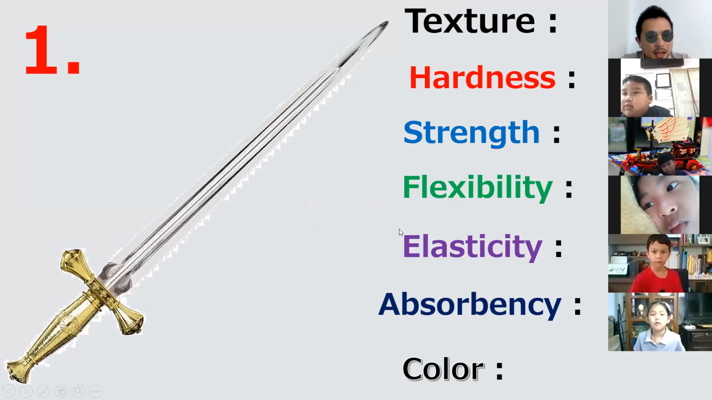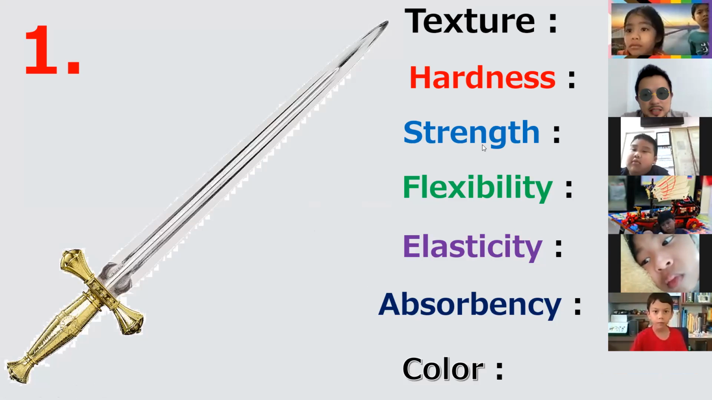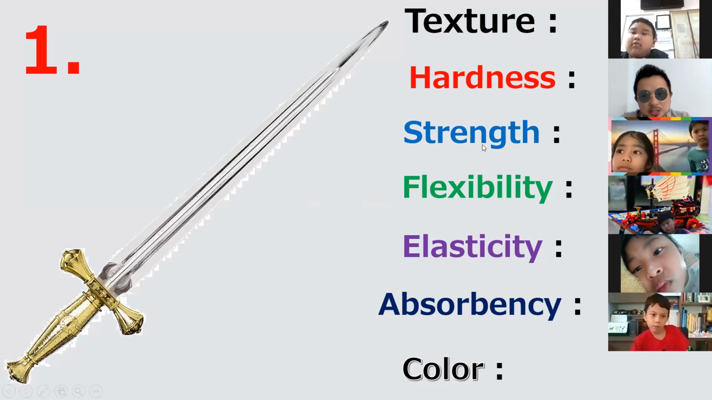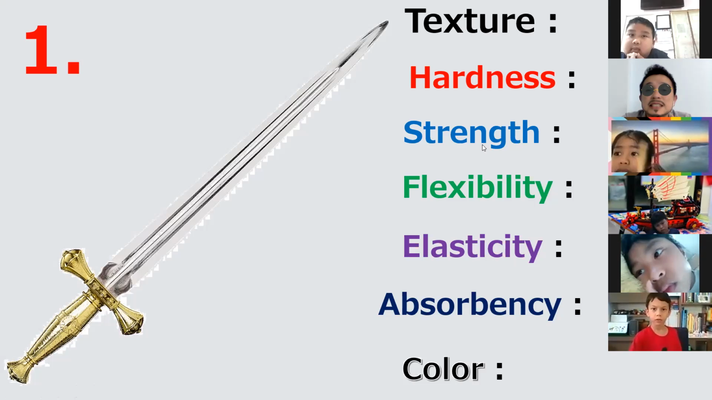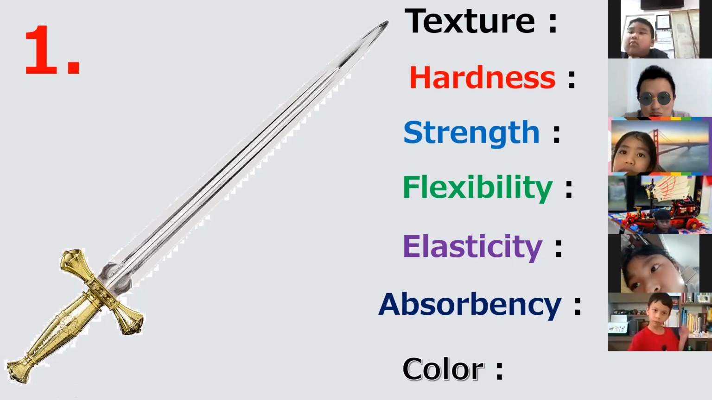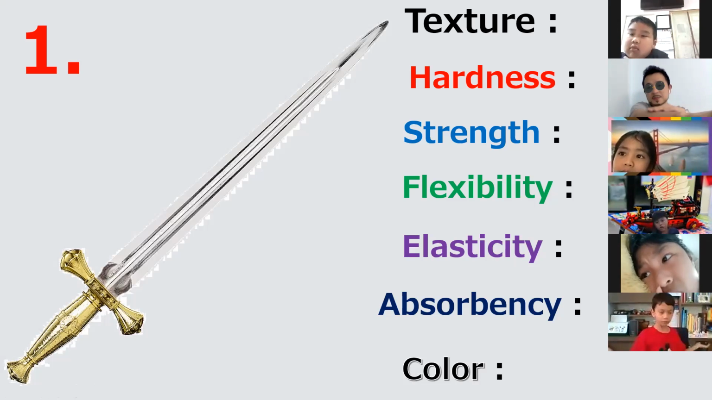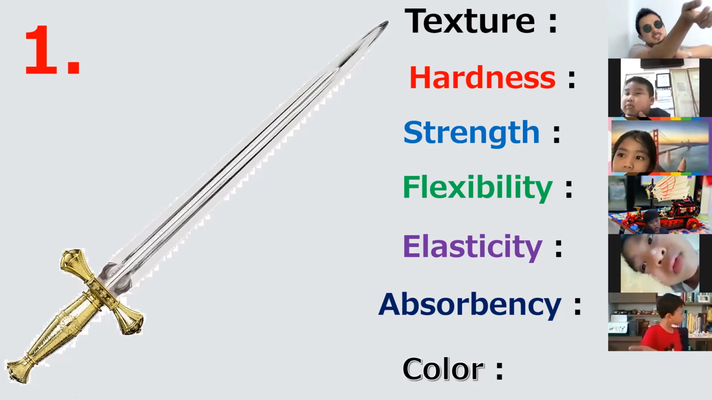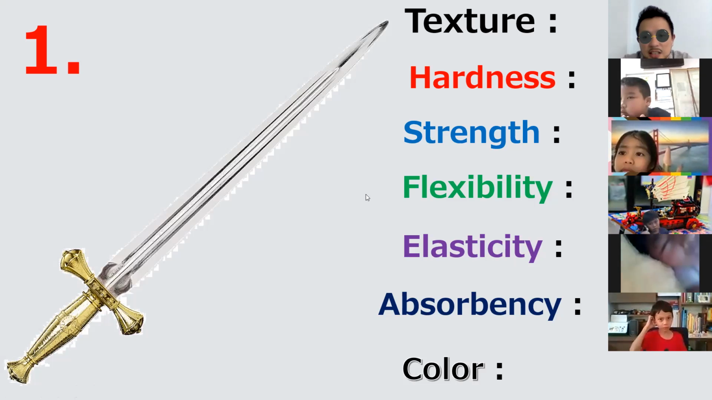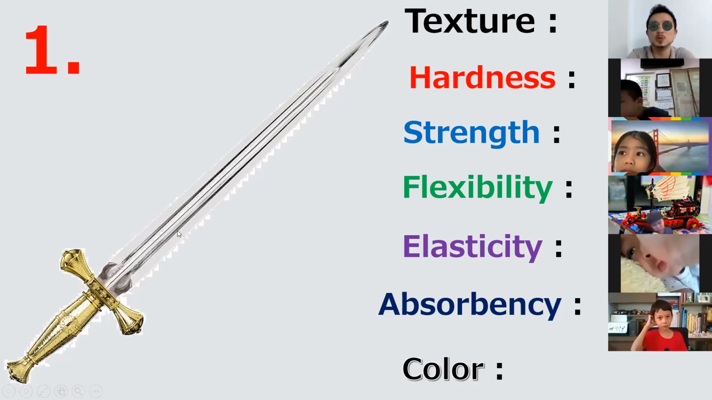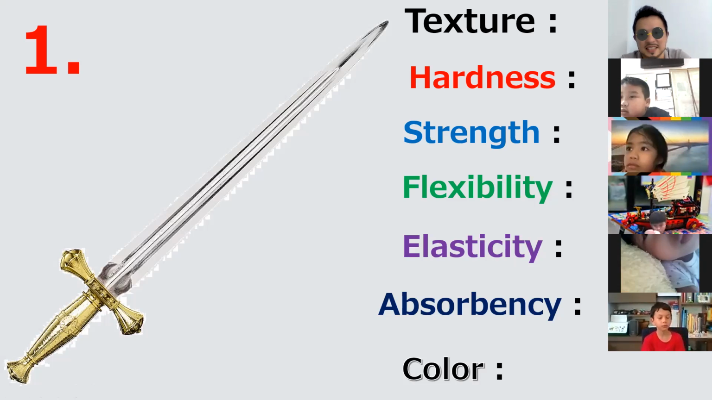Think it again. This is a sword. What do you think is it? Rough or smooth? Sword is smooth. Okay, Ellen, thank you. Sword is smooth. If you're going to touch the sword, it's smooth, right? The sword is smooth. Okay, not rough. It's smooth.